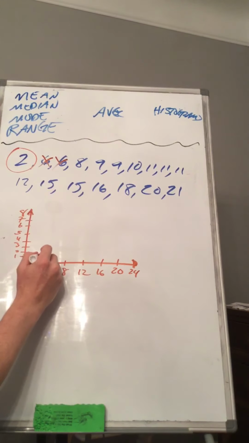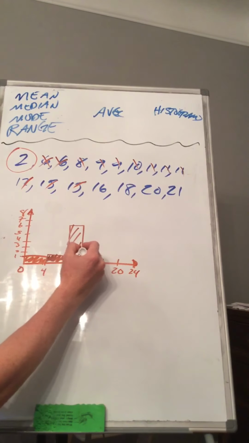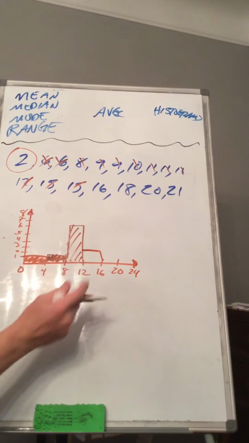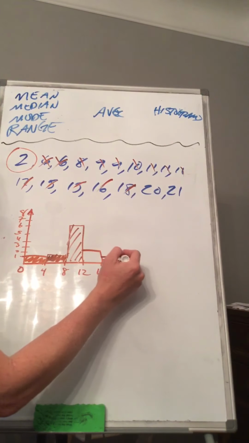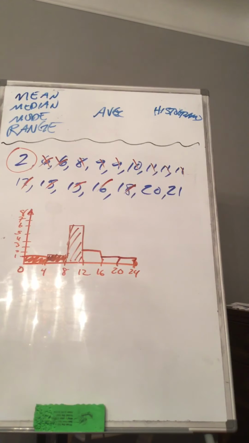1, 2, 3, 4, 5, 6, 7. 12 to 16, not including 16. 3. 16 to 20, not including 20. 2. And 2. So that's how you would look at a histogram, and this really shows you that most of your data is in this value, which predominantly is going to be where the median is, predominantly where the average is going to be, and or the mean, and so forth and so on.